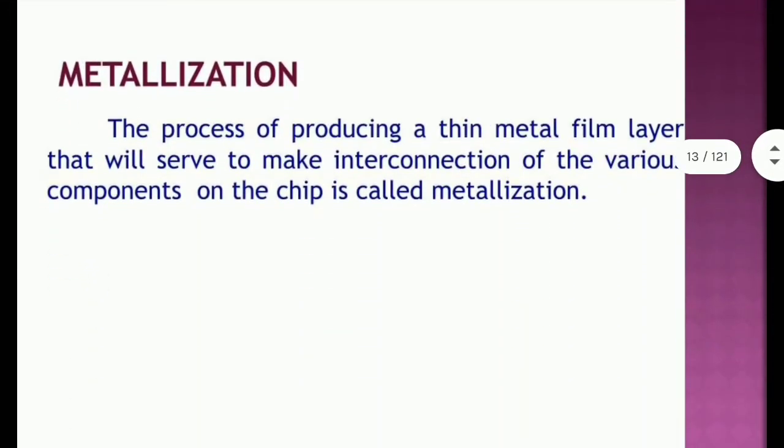Last one is the metallization. Metallization is to produce a thin metal film layer that will make interconnections of the various components of the chip. Aluminum is mostly used because of the following advantages. It is a relatively good conductor. It's easy to deposit aluminum films using vacuum deposition. It makes good mechanical bonds with silicon. Aluminum forms a low resistance ohmic contact with p-type silicon and heavily doped n-type silicon.